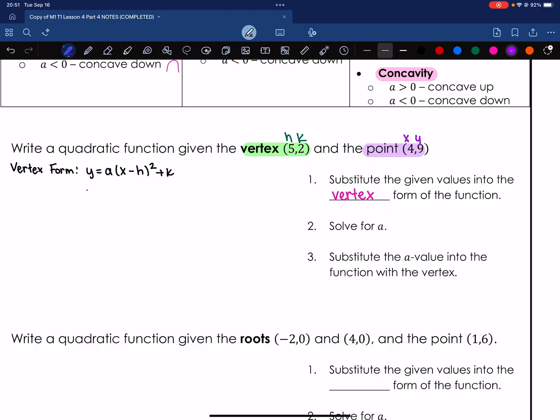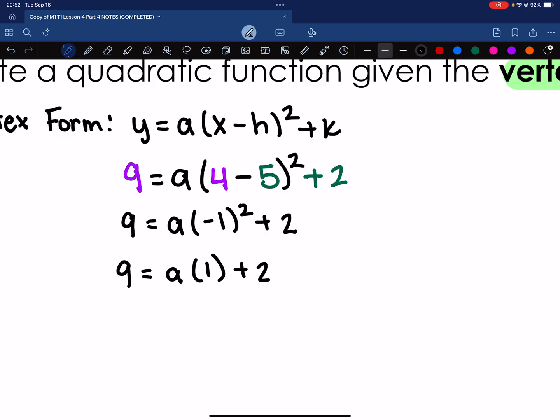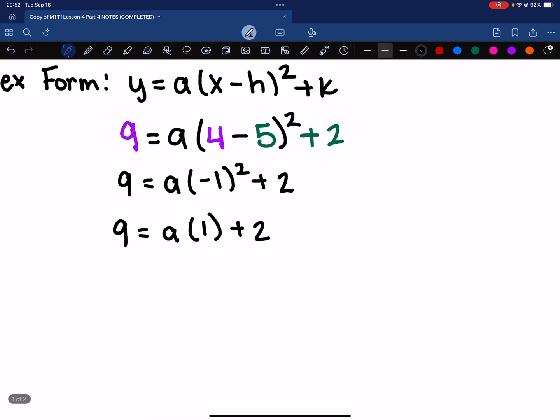We plug them in. Our y value is 9, so we have 9 equals a times (our x value is 4 minus our x value of our vertex, or h, which is 5) squared, and then plus 2 because we have a positive 2 for k. Now all we do is simplify and solve for a. Order of operations says we take care of grouping symbols first, so we subtract 4 minus 5. That is negative 1. Next, we have negative 1 squared, which is just a positive 1. Now we can multiply. 1 times a is just a.